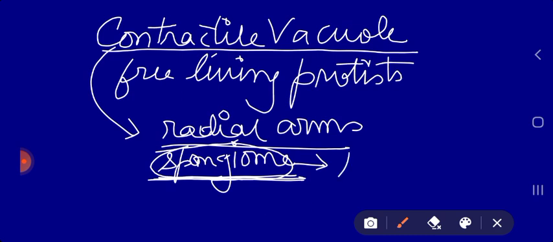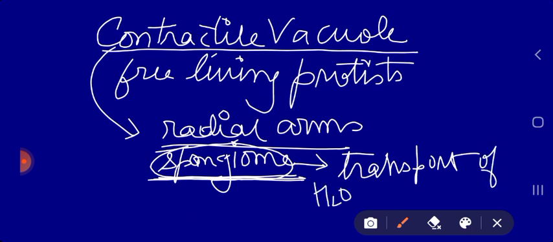Like transport of water into the contractile vacuole, writing a CV here, and it also helps in localization and docking of the contractile vacuole. Okay, I hope you have understood about the spongiome.